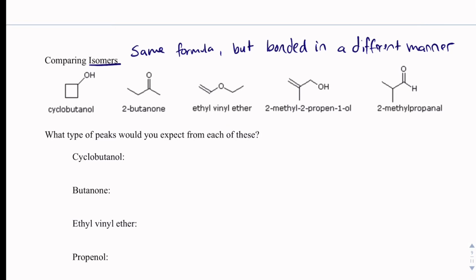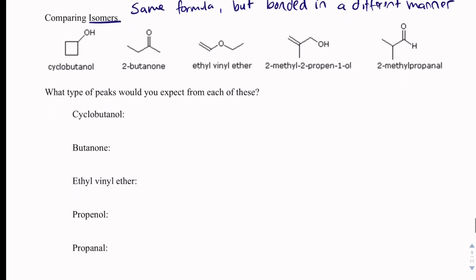So what I want you to do is pause the video if you would and look at cyclobutanol, butanone, ethyl vinyl ether, 2-methyl-2-propen-1-ol, and then 2-methylpropanal. I want you to figure out what functional groups are unique to them. Okay, so pause the video and I'll write them here.